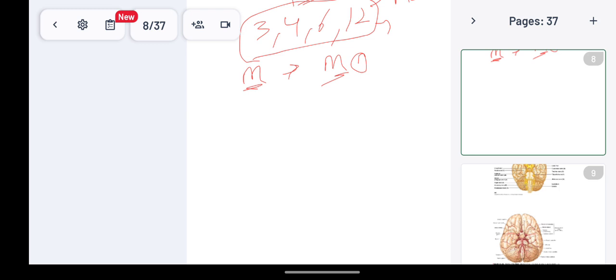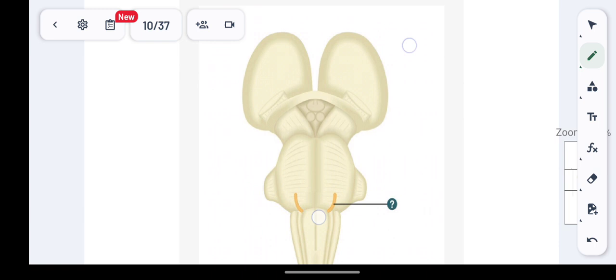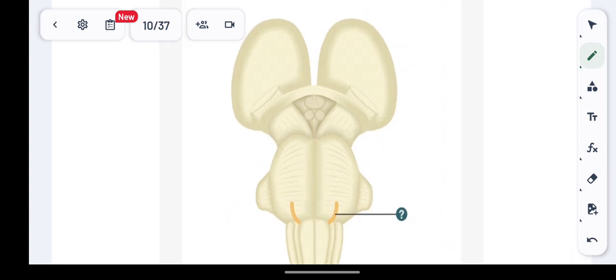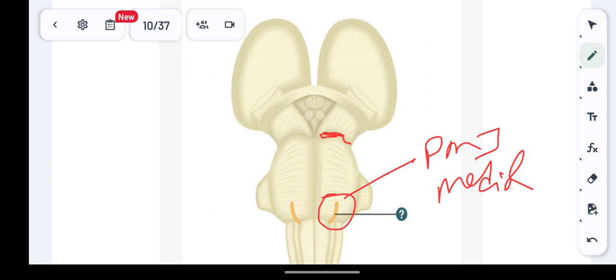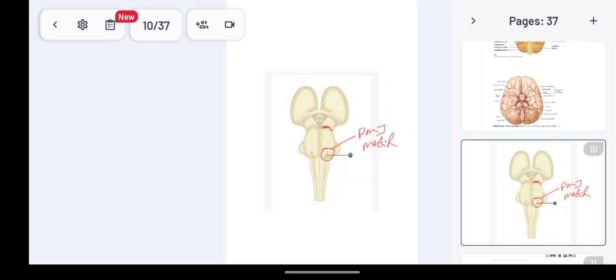So one question was which nerve is this. First of all we discussed whether it is medial or lateral. This is medial, so it can be 3, 4, 6, 12. It cannot be 3 and 4 because 3 and 4 will come in the midbrain, and it can be 6th because it comes at the pontomedullary junction and is on the medial side. So it's how easy it is, we just have to apply logic and common sense. Then coming to proper syndromes.